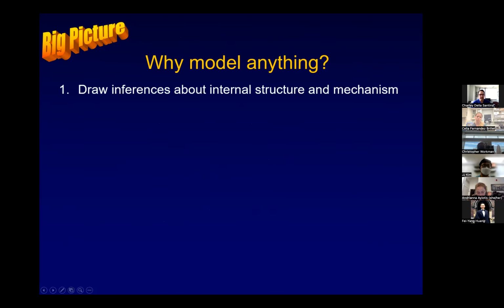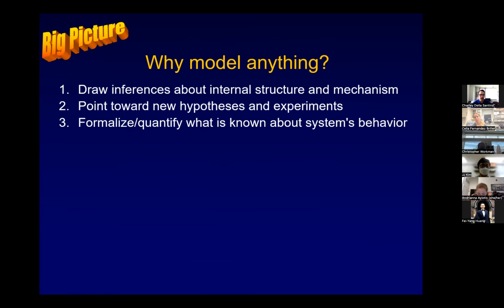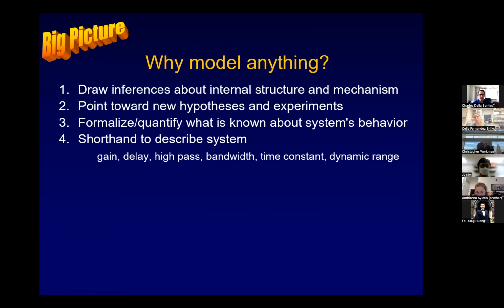Why should you model anything? Well, you can draw inferences about internal structures and mechanism. You can point toward new hypotheses and experiments. You can formalize and quantify what you already know about a system. And you can use it as a shorthand to describe a system. If you tell me, oh yeah, that system, it's a high-pass filter with a critical frequency of about 100 hertz, I know a lot about that system with just a few words, because the model is effectively parameterizing a complicated thing into a couple of parameters.